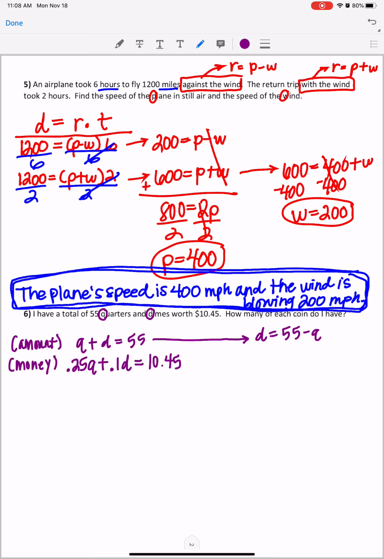So now that I have that solved for dimes, we're going to plug it in to that D. So I've got 0.25Q plus 0.1 times 55 minus Q, and that equals $10.45. So I know we got some decimals here, but we also have calculators, so let's not be afraid of these decimals. We're going to distribute first. So I've got 0.25Q plus 0.1 times 55 is 5.5. 0.1 times a negative Q is a negative 0.1Q.